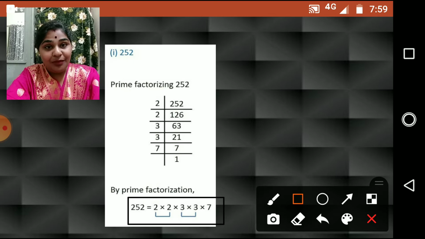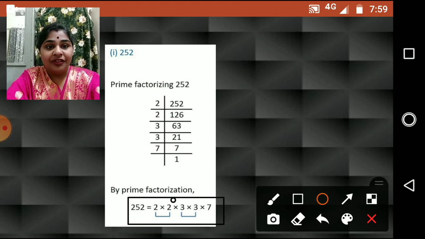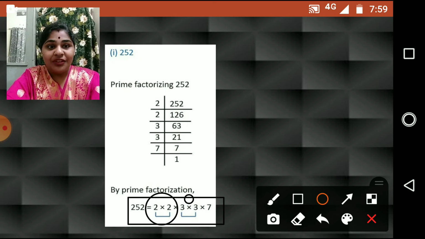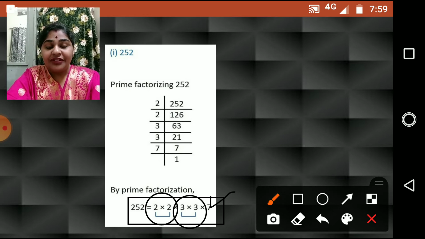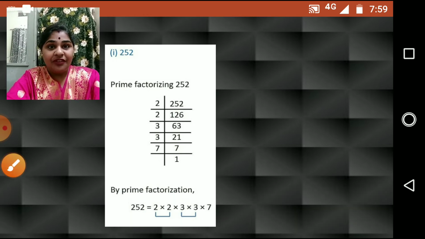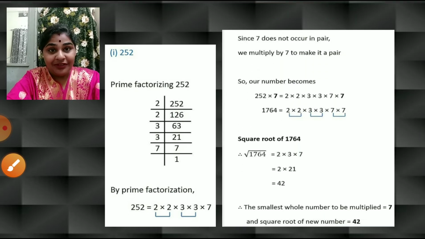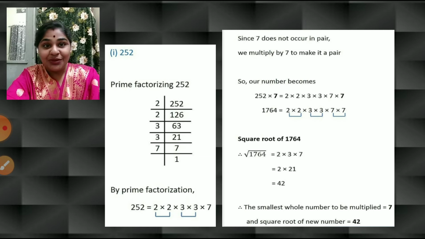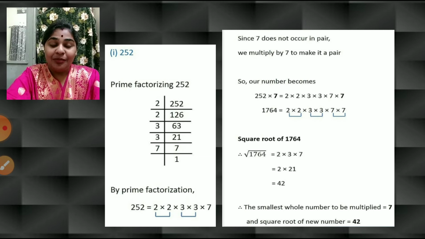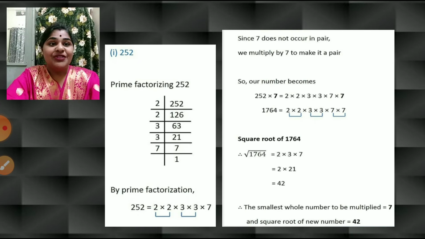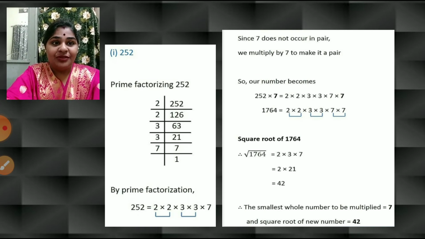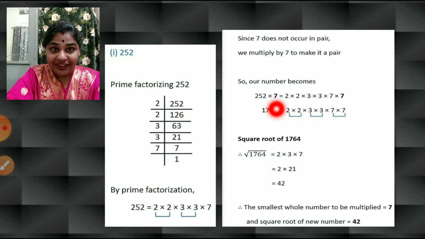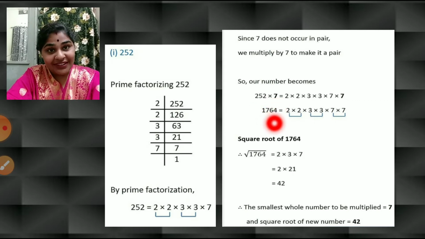I will start making pairs of the same numbers. Here I get one pair of 2, another pair of 3. And if you see here, 7 is left alone, right? So when 7 is left alone, we will multiply 7 on both sides, that is to the number 252 as well as to the right hand side, to get a perfect square number. So 252 into 7 will be 1764.